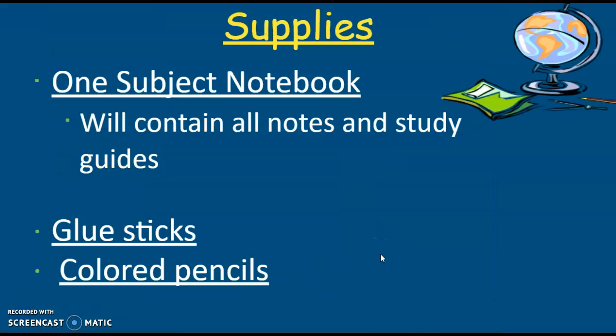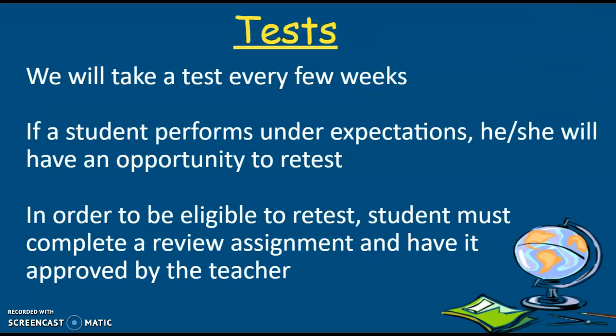The supplies that your child will need for social studies this year are a one-subject notebook. This will be their most important supply for social studies, as it will contain all of their notes and study guides for tests. We also ask that students bring glue sticks and colored pencils to allow them to complete their one-subject notebook. For tests, we'll take a test in social studies every few weeks.